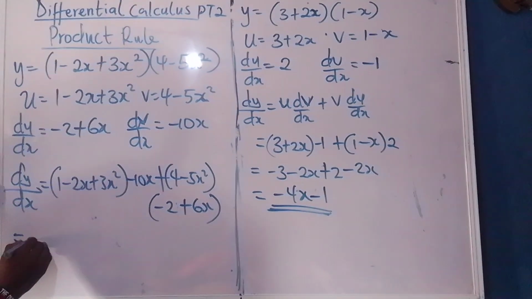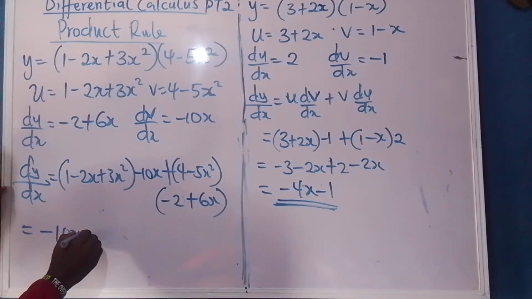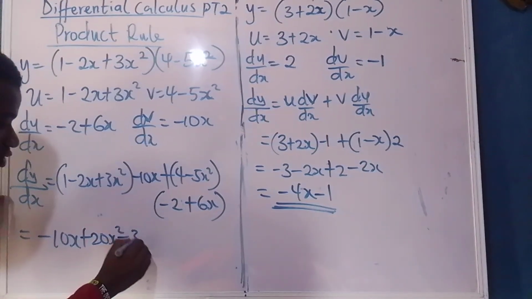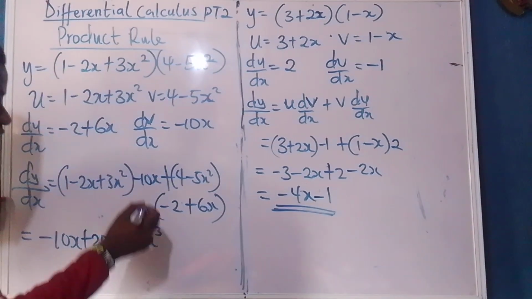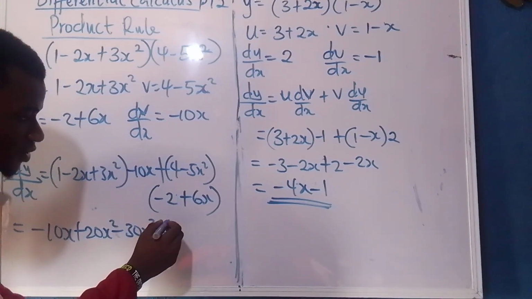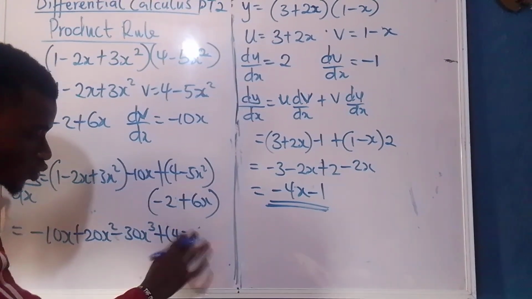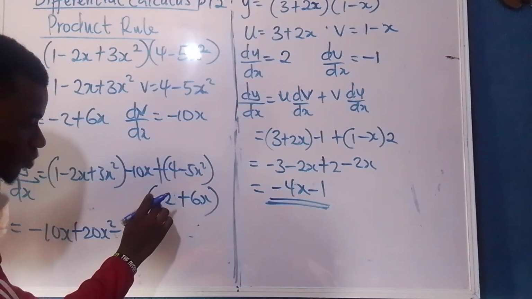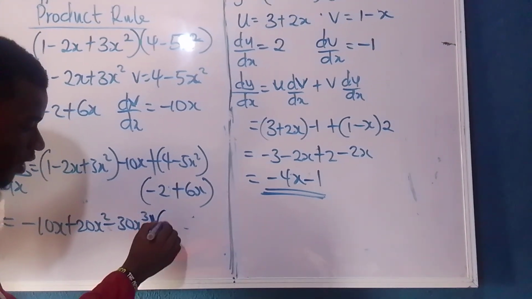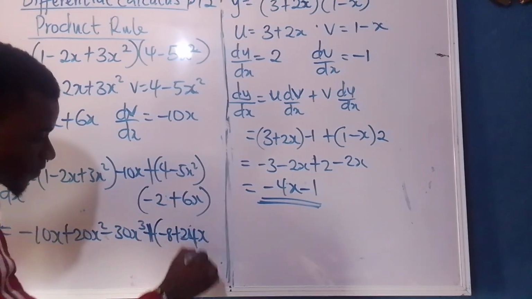So if I open up this bracket, that will be minus 10x, and minus 10x times this is going to give plus 20x squared, and this times this minus 30x cubed, using the law of indices, then plus, if I multiply this with this, you can decide to leave your answer like that. You can decide to leave it, but if you want to open up the bracket, that will be minus 2 times minus 4, and 4 times minus 2 will give, open bracket, minus 8. 4 times this, that's plus 24x.